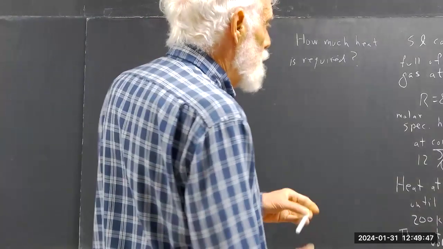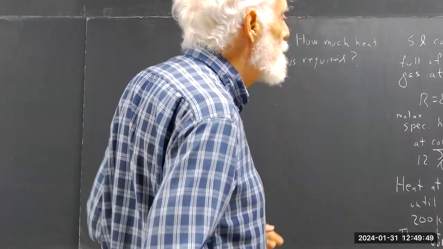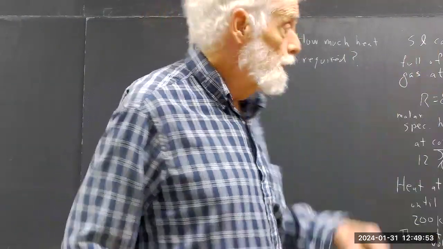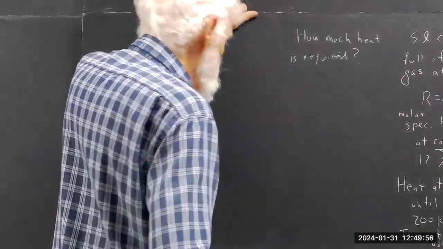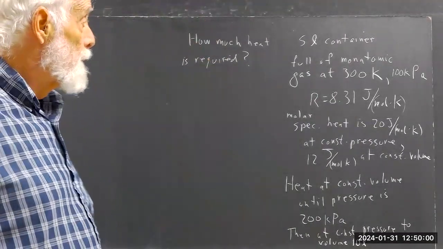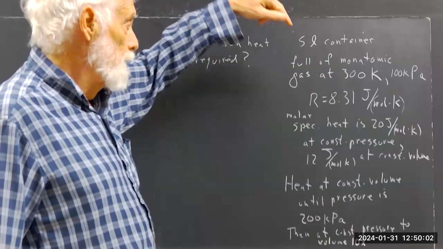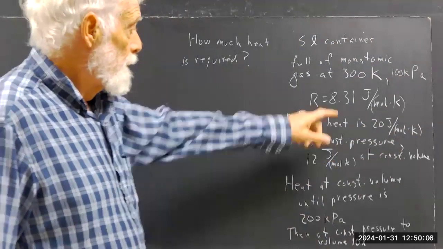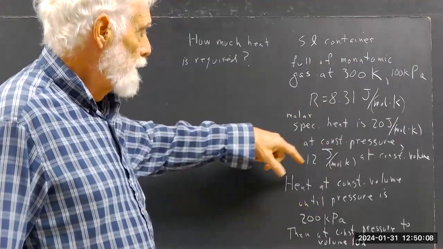It's okay. This can't take a lot of time, but a couple of things. Number one, just a ballpark figure to make sure that we're in good shape, that we're getting something reasonable. Now, what we have is a 5-liter container full of monatomic gas, 300 Kelvin, 100 kilopascal. Gas constant is what it is.